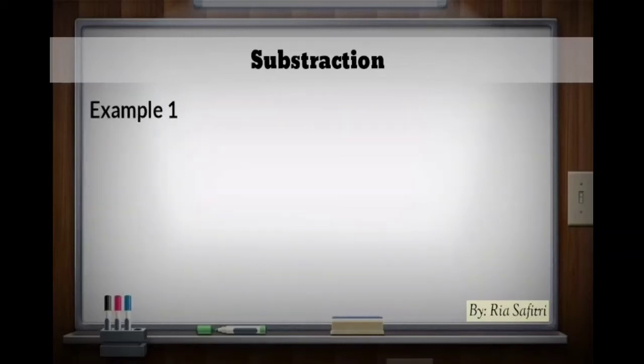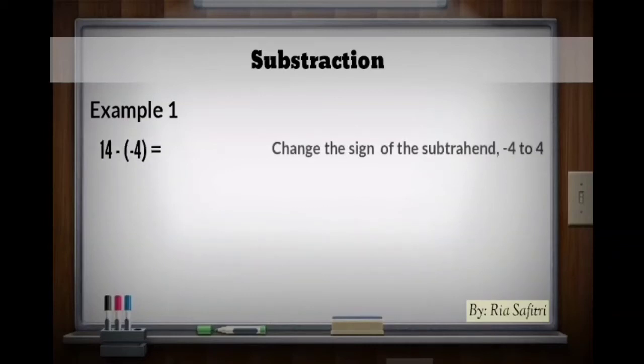Example, 14 minus -4. We can change the sign of the subtrahend. The subtrahend -4 is a negative number. We can change the sign to a positive number. So we can rewrite the problem for clarity. 14 plus 4 equals 18.